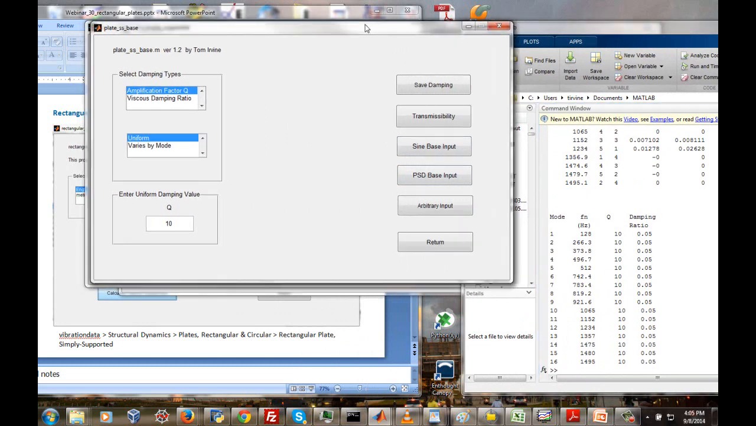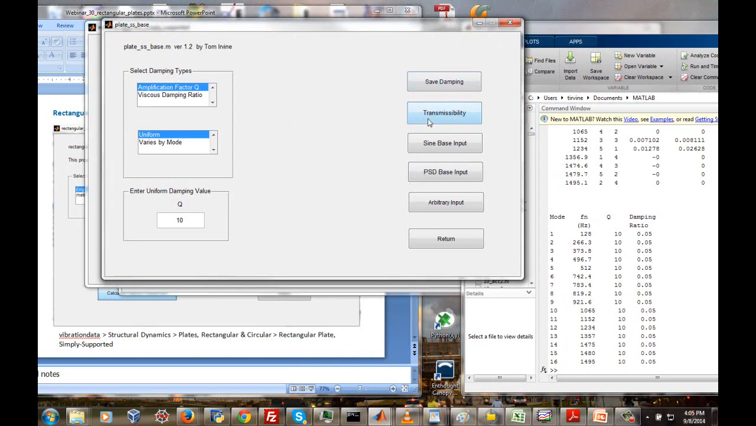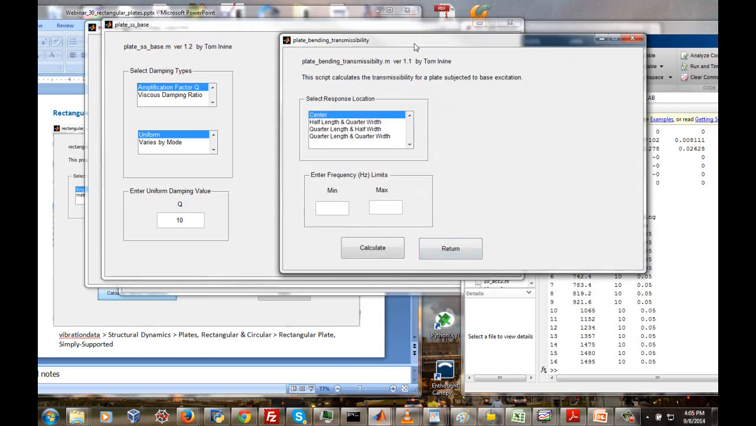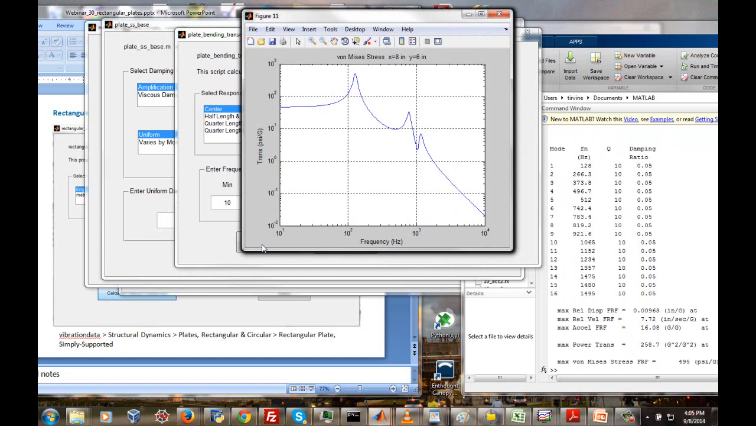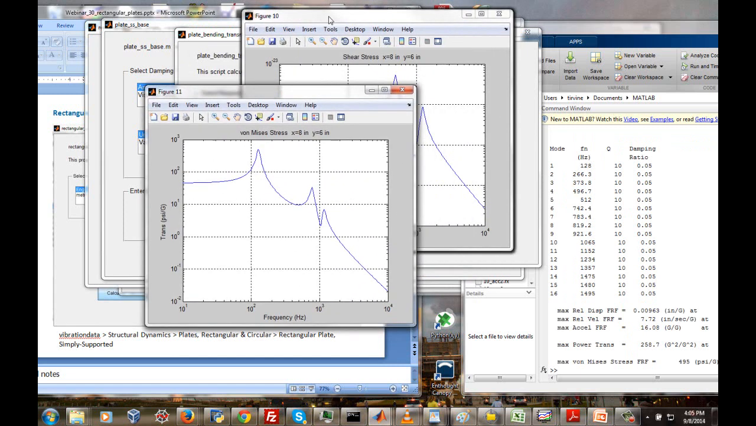Let's take a look at the transmissibility. This is the transmissibility for base excitation for our simply supported plate. So we're going to take a look at the center location, and let's just put from say 10 to 10,000 hertz for our frequency limits for our transmissibility plots. Calculate, and a bunch of plots come up.